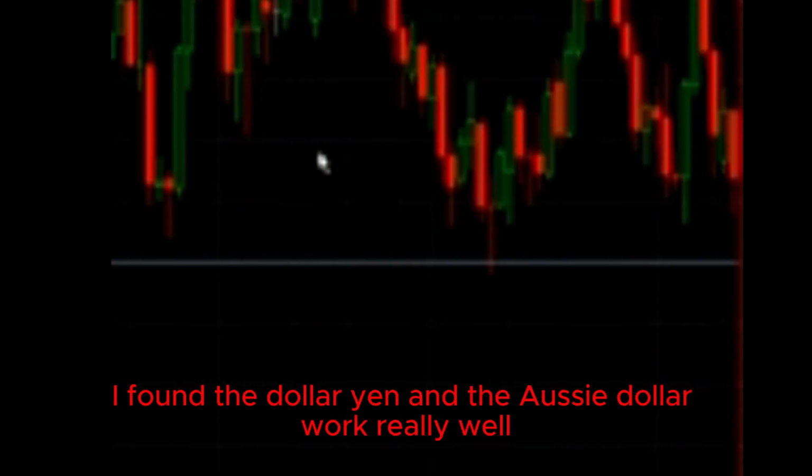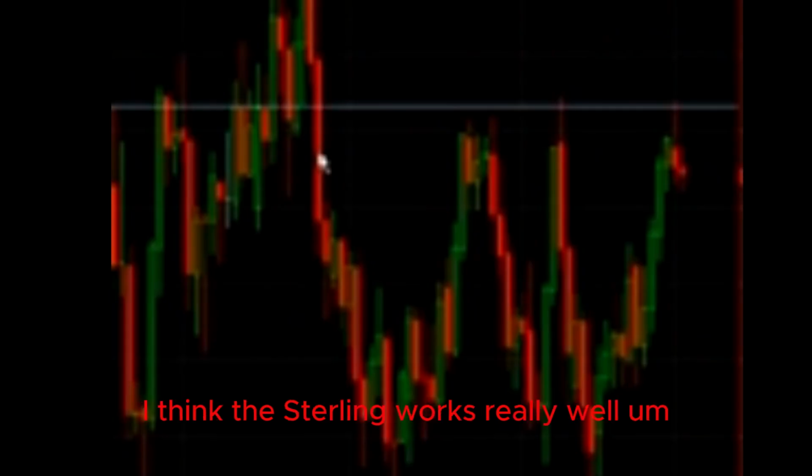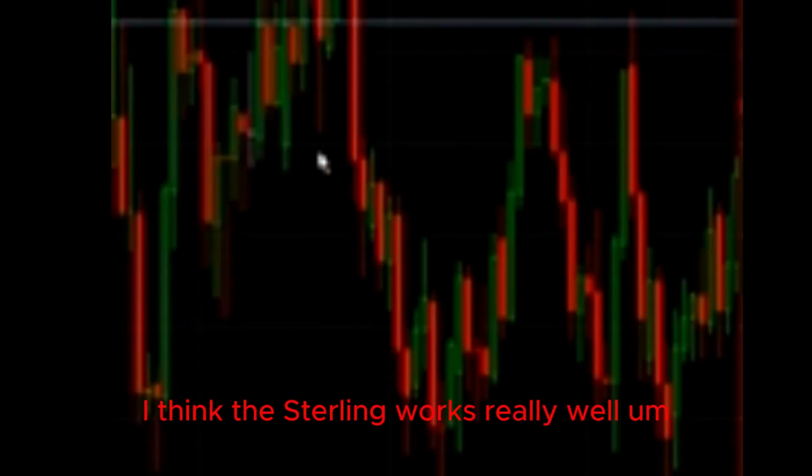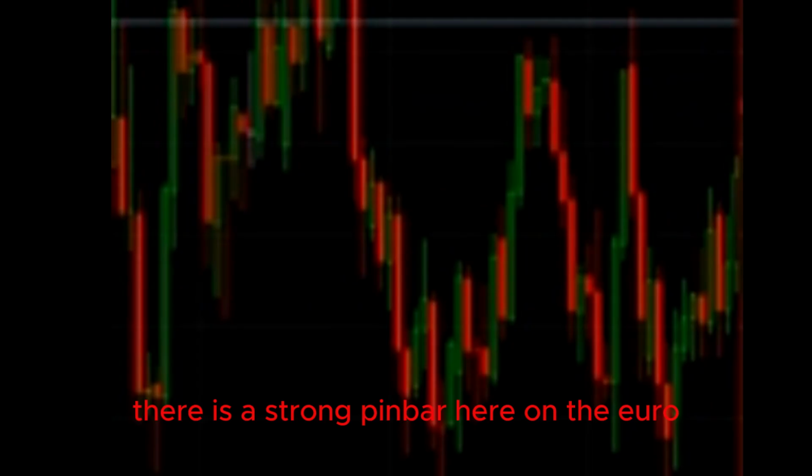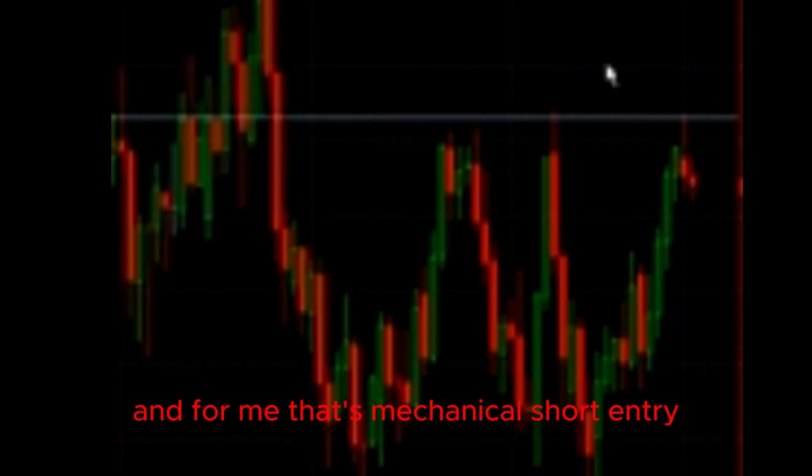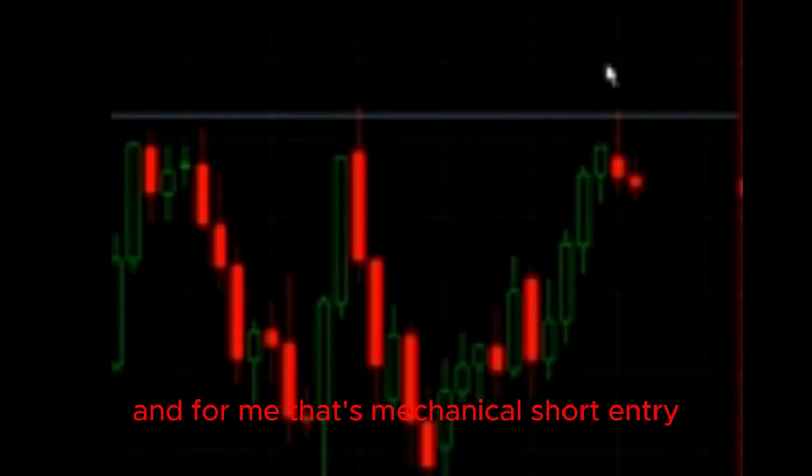I find the dollar yen and the Aussie dollar work really well. I think the sterling works really well. There is a strong pin bar here on the euro, and for me, that's mechanical. Short entry.